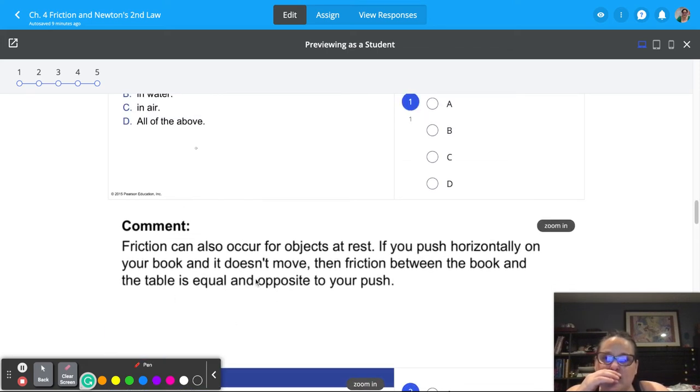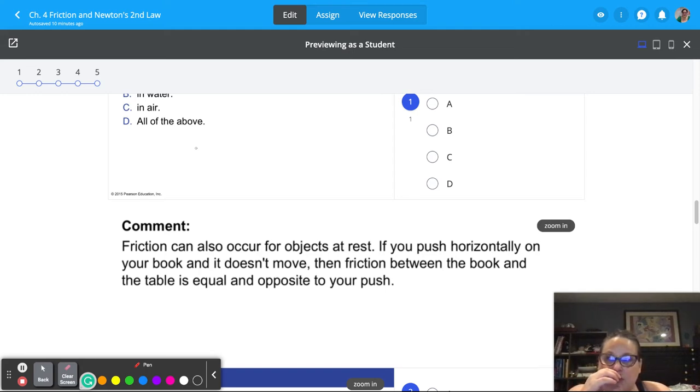And here's an additional little expansion of that idea. Friction can also occur in objects at rest. So the reason why when you start pushing something heavy and it doesn't move right away is because of friction. Friction is essentially canceling out your applied force, which is why the object doesn't move immediately. You have to break a threshold of friction before your object will start to move.